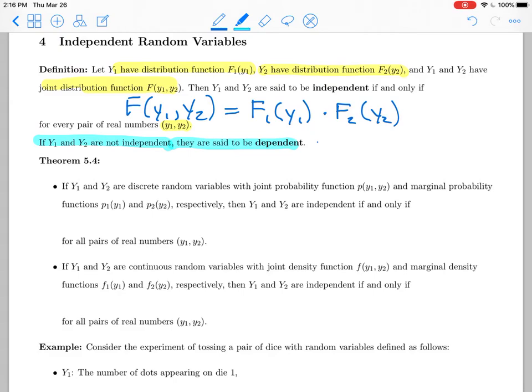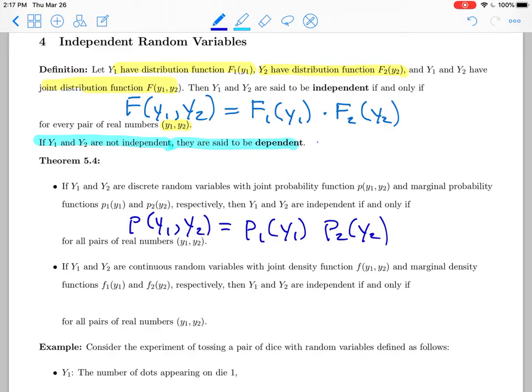So one theorem that is worthwhile when you are working with these is if Y1 and Y2 are discrete random variables with a joint probability function, p of y1, y2, and marginal probability functions, p1 of y1 and p2 of y2, then Y1 and Y2 are independent if and only if that joint probability function is equal to the product of the marginal probability functions for every pair of y1, y2 that we might have.